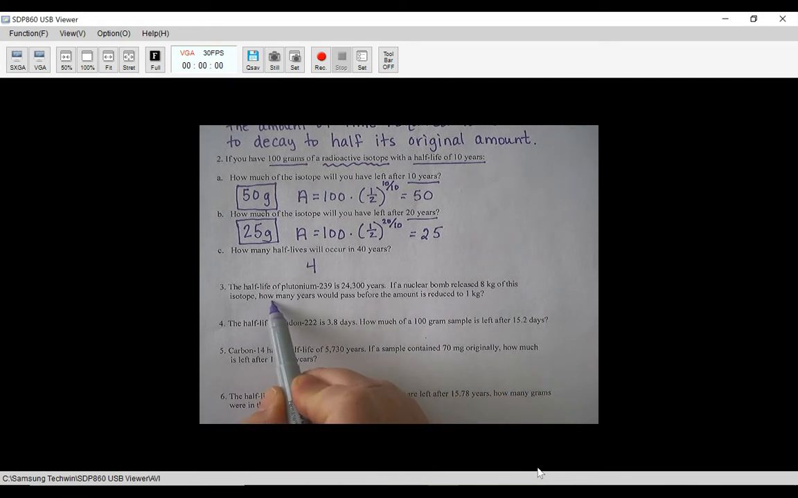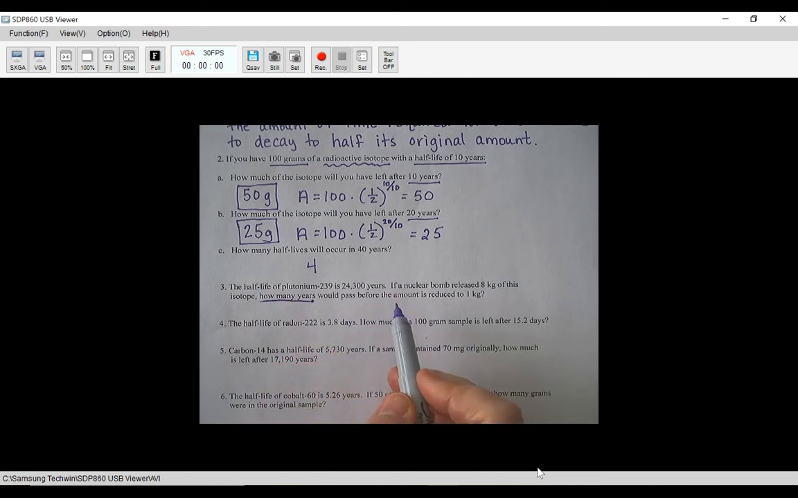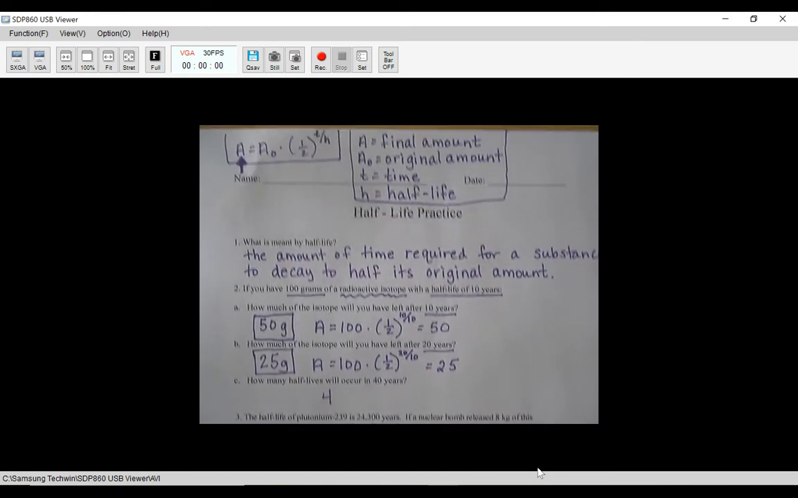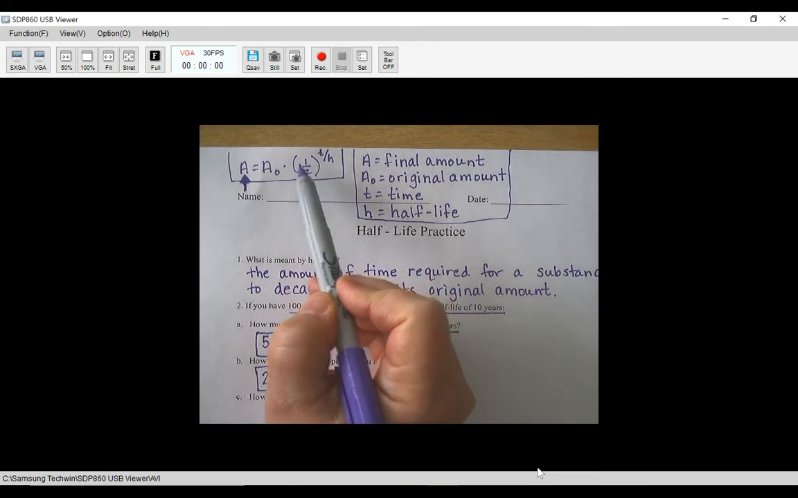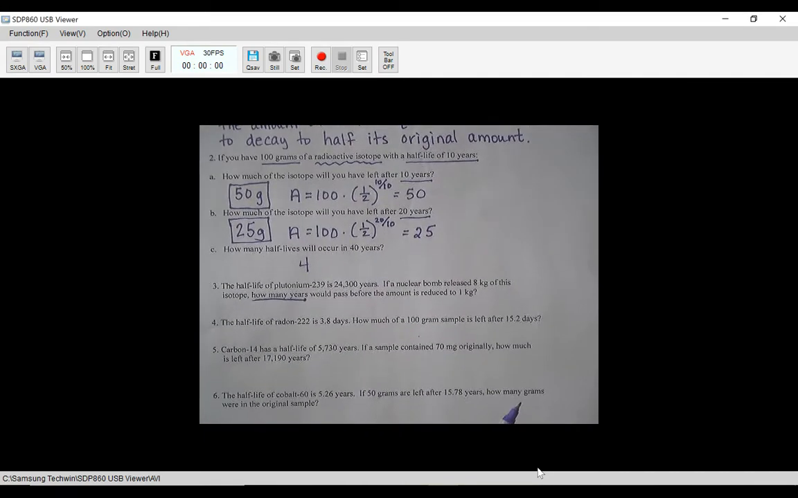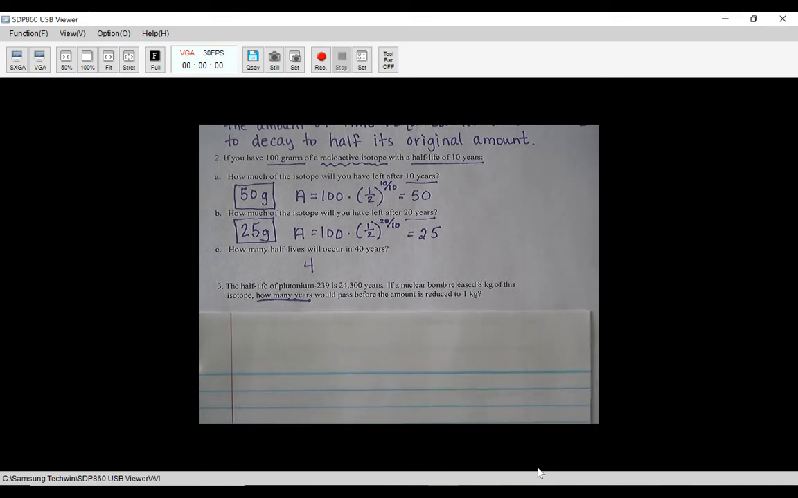So the question is how many years, not what's the final amount. So if you go back to this formula, I'm looking for T, and that would be a little difficult to find. So what we might want to do in this case, and what you can do in a lot of cases, is create a table. And I'm going to use a separate sheet of paper to help me with this.